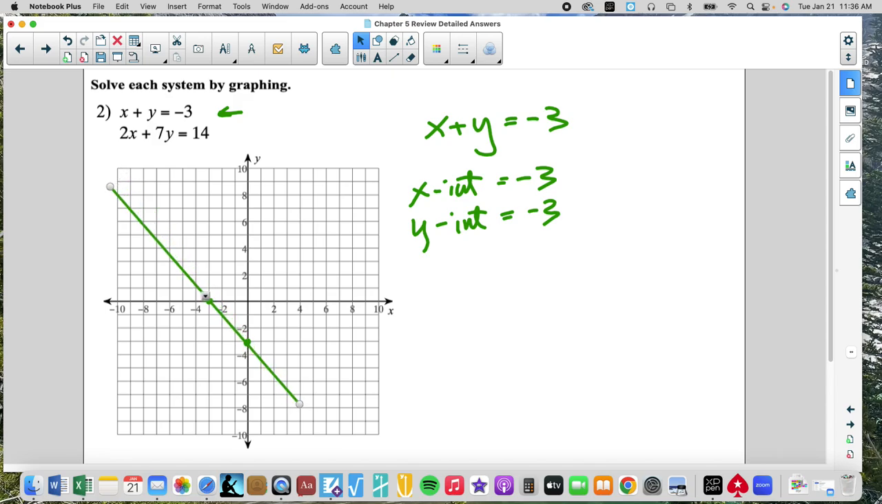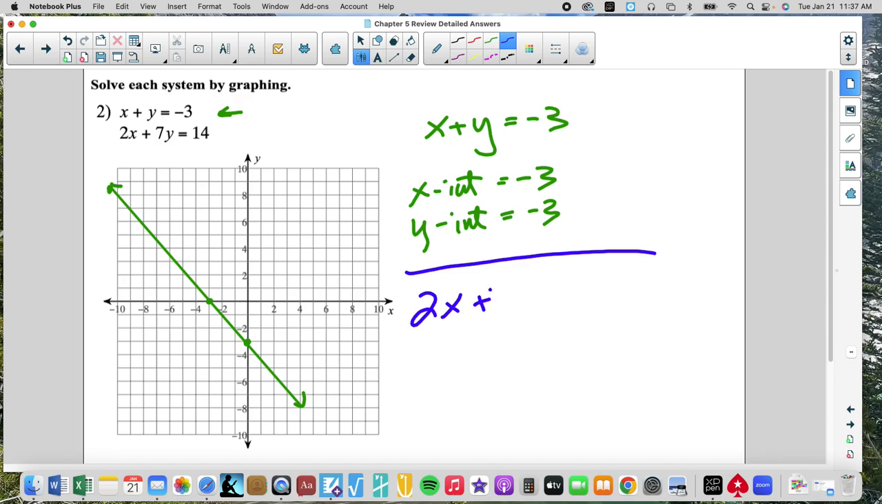We notice that graphing is not the best. One of the reasons is that we are hoping the intersection of the two lines ends up at a grid line, and that doesn't always happen. If I want to find the x-intercept for the other equation, I cover up the y value, and we have 2x equals 14. We divide both sides by 2, and that gives us an x-intercept of 7.